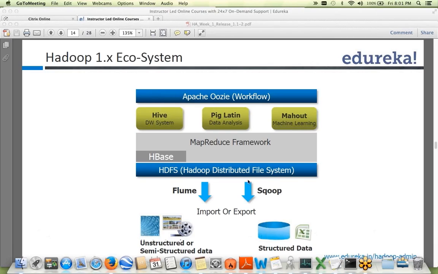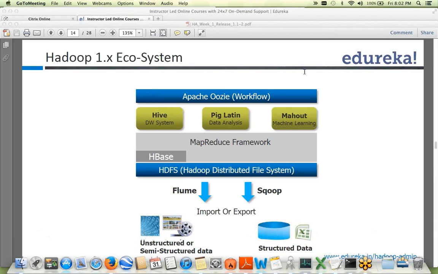So it's the connectivity tool for structured data, and for unstructured or semi-structured data, would anybody like to take a guess what is unstructured or semi-structured data? Anybody, any guesses on what you would consider as unstructured or semi-structured data?